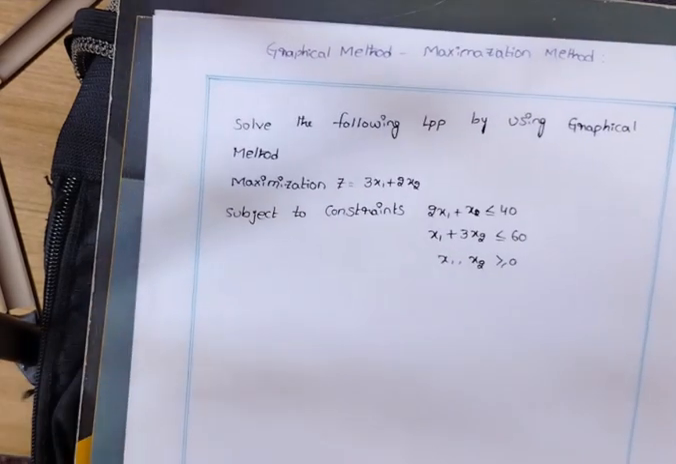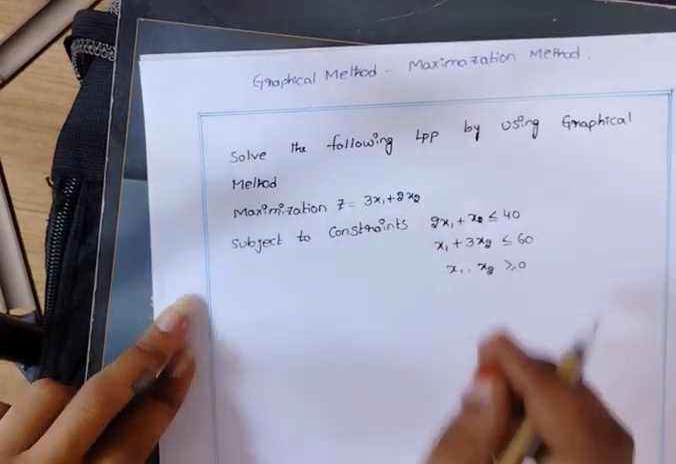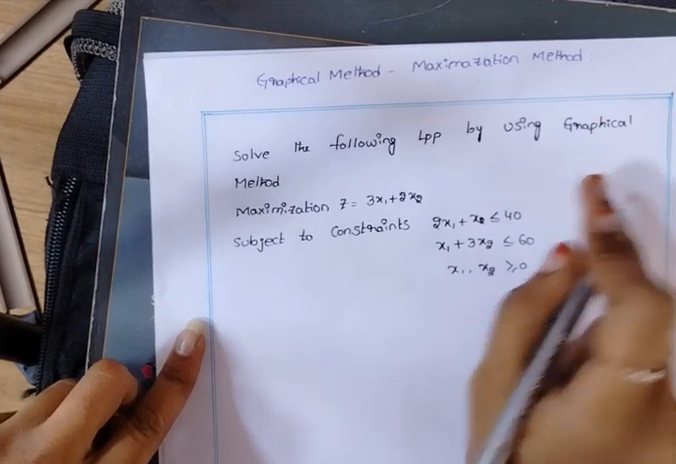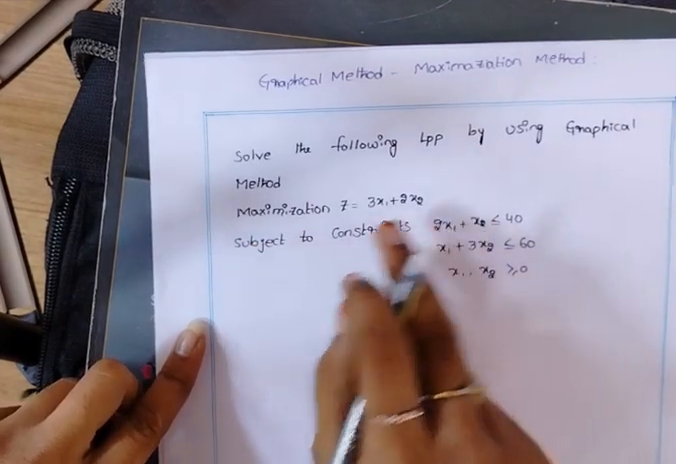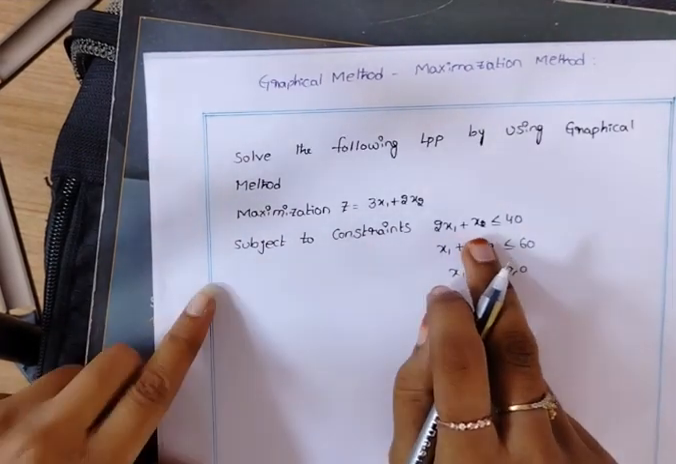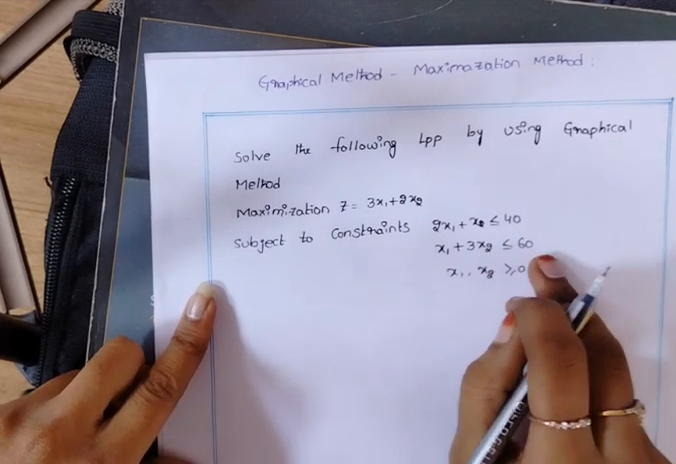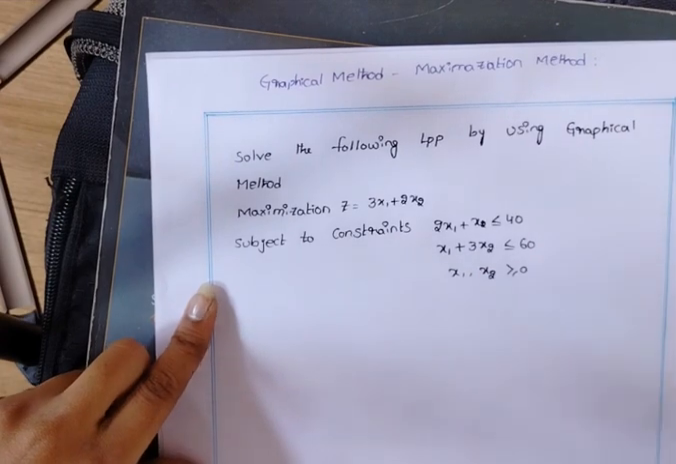Let us discuss the graphical method. Let us see the first problem. Solve the following LPP by using graphical method. Maximization z is equal to 3x1 plus 2x2, subject to constraints 2x1 plus x2 less than or equal to 40, x1 plus 3x2 less than or equal to 60, x1, x2 greater than or equal to 0.